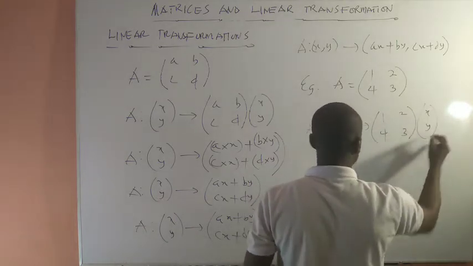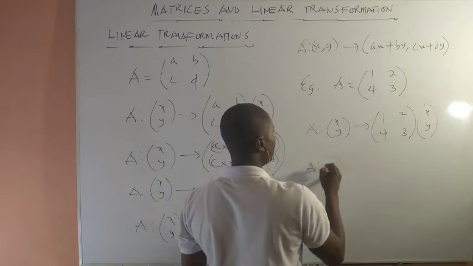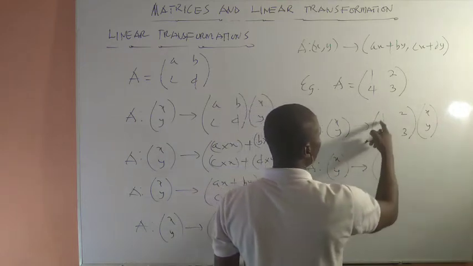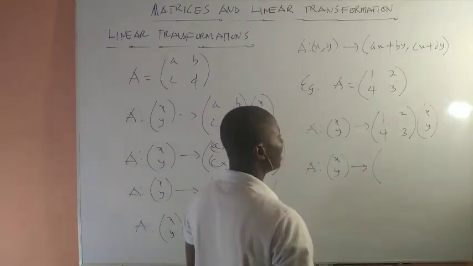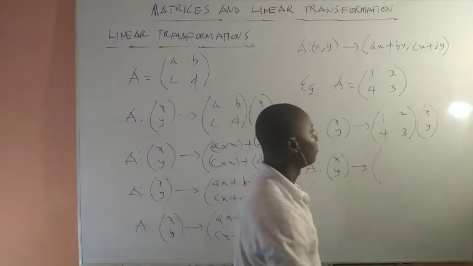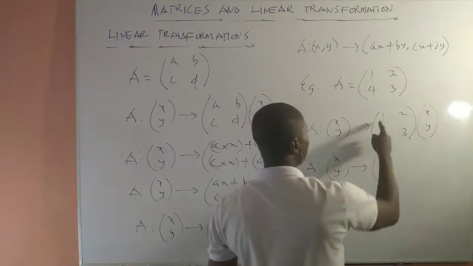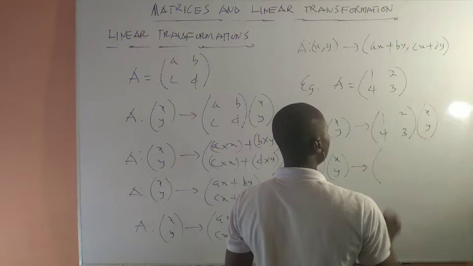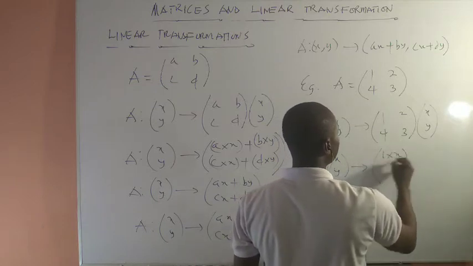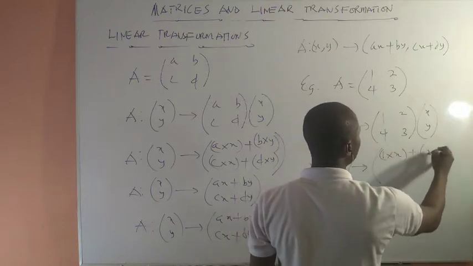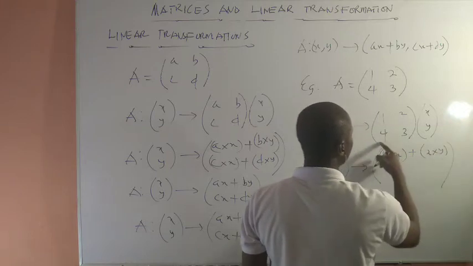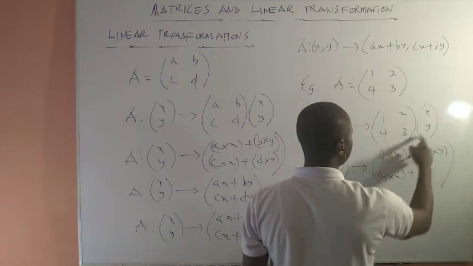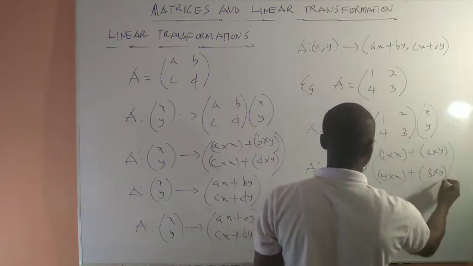Then we introduce our x, y. Now we have A of x, y, and this maps to, we now multiply the 2 by 2 matrix by the column matrix. Now we have 1 times x plus 2 times y, then 4 times x plus 3 times y. So we have 1 times x plus 2 times y. Then we have 4 times x plus 3 times y.